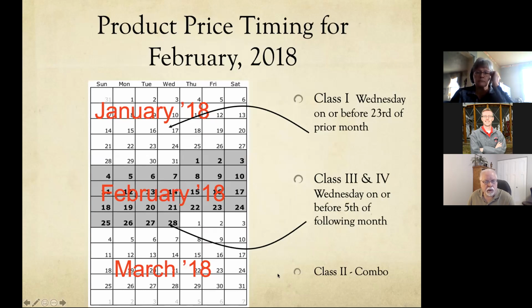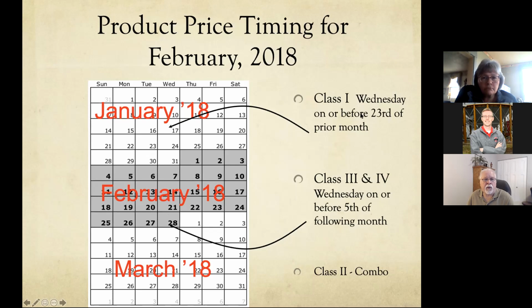Milk for class 3, for example, is always priced on the Wednesday that's on or before the 5th of the following month. So if you look here at the 5th, that's not a Wednesday. You have to go back to the last Wednesday, which would be the 28th in this case. And that's when a cheesemaker would know what the milk cost them that came into their plant for all of these days in February.